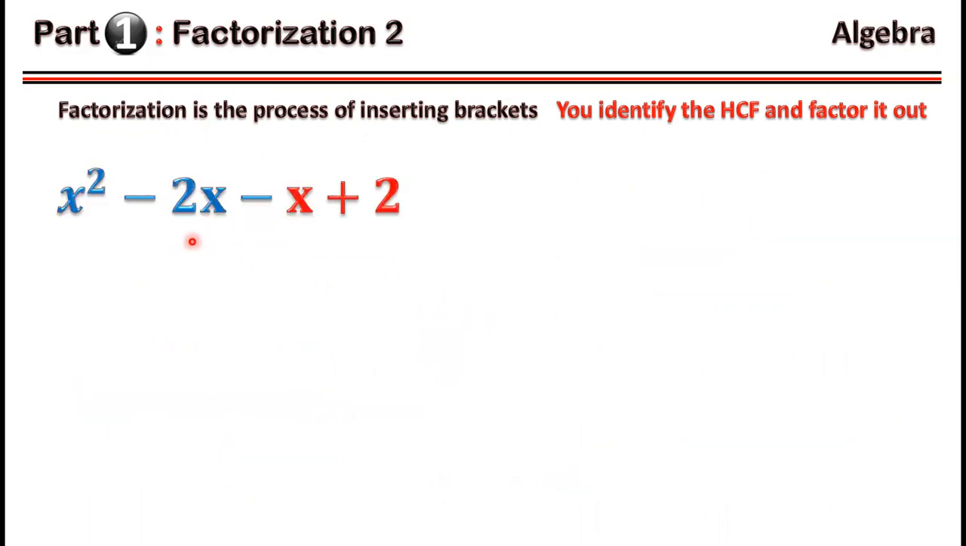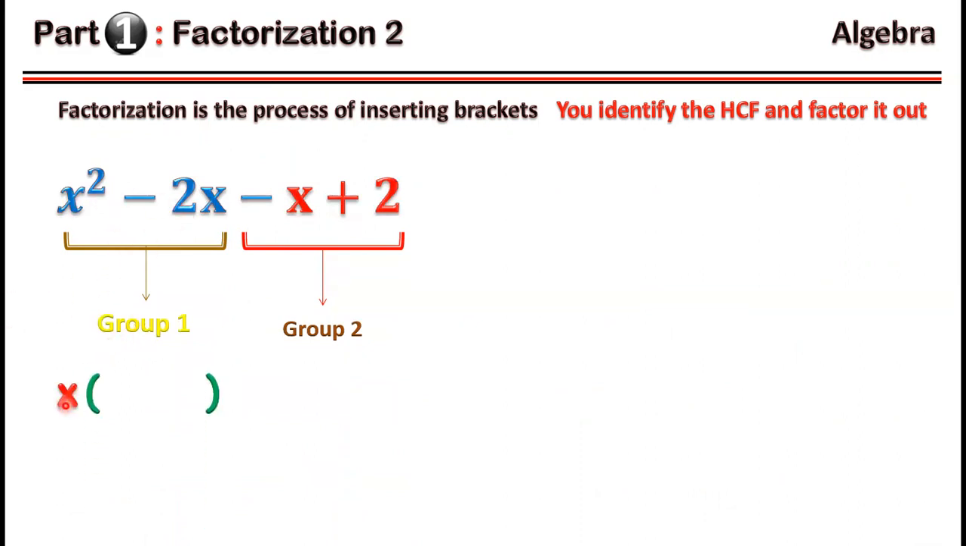What about this other one? We have x squared minus 2x minus x plus 2. In this case, we group again into 2. With the first group, the highest common factor is x. We open our brackets. x squared divided by this x outside gives us x, and minus 2x divided by this x outside gives us minus 2. For the second group, looking at minus x and plus 2, the highest common factor should always take the sign in front of this first number.